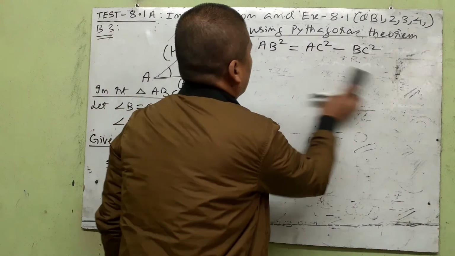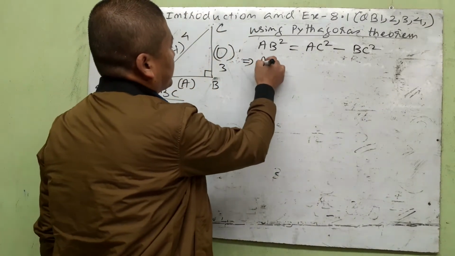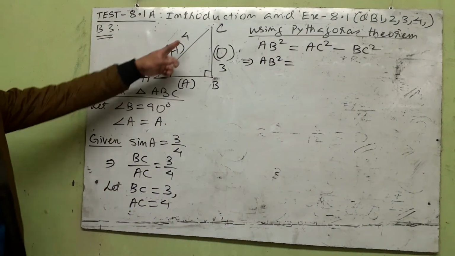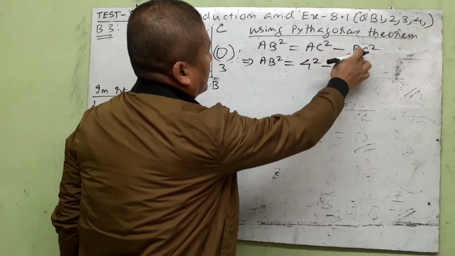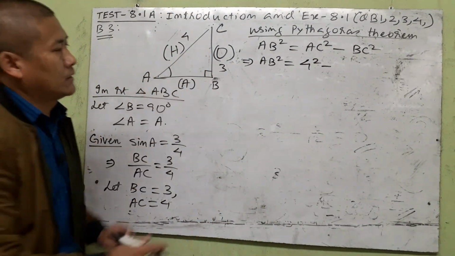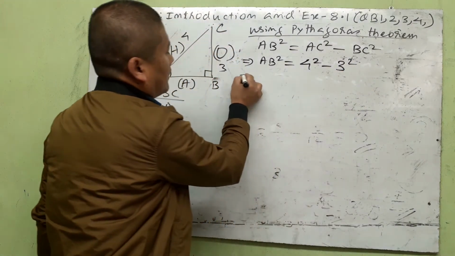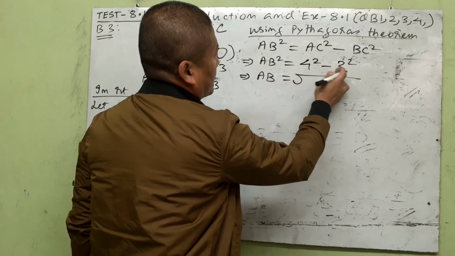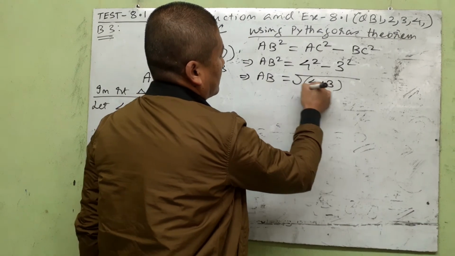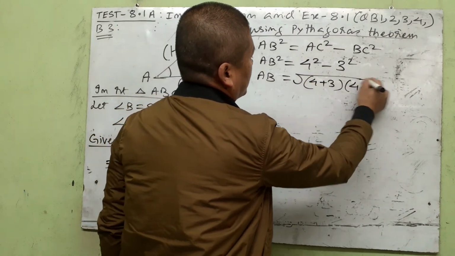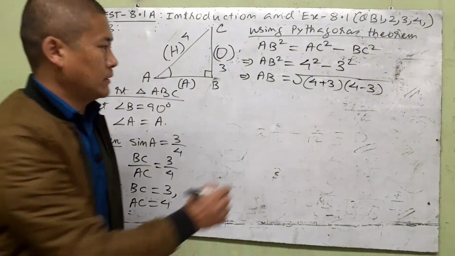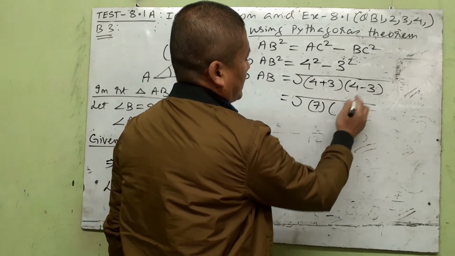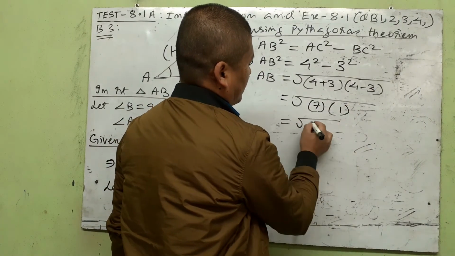Now, next, that implies AB square will be equal to AC here, 4 square minus BC, 3 square. If you remove the square from AB square, then it will become root. A square minus B square is A plus B into A minus B. So here there will be root over 4 plus 3 is 7, 4 minus 3 is 1, 7 ones are 7.